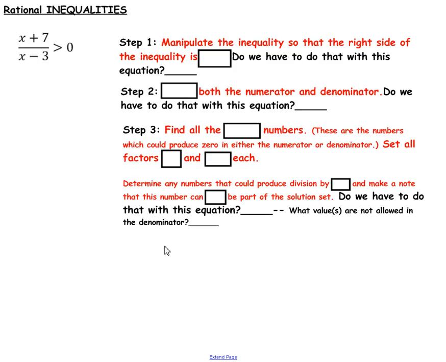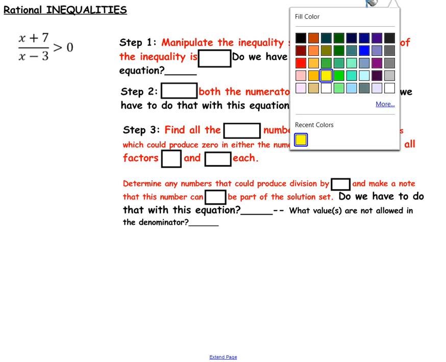And today we're going to talk about finding the solution set to rational inequalities. So, we're going to talk about rational inequalities, right?